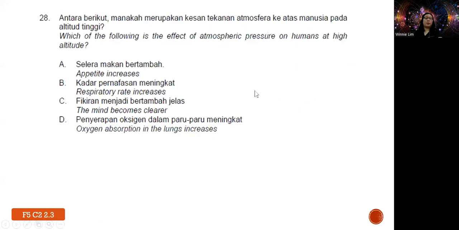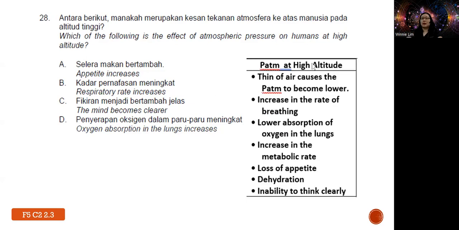Okay, now we move on to the idea of atmospheric pressure. Which of the following is the effect of atmospheric pressure on humans at high altitude? You will have a better understanding of this if you have ever climbed mountains, or at least gone to Genting before, so you have some idea. Generally, when you are at a higher altitude, that means higher height, getting away from the earth, you will have lower atmospheric pressure. Based on what your textbook explains, because of the thin air, the atmospheric pressure becomes lower.